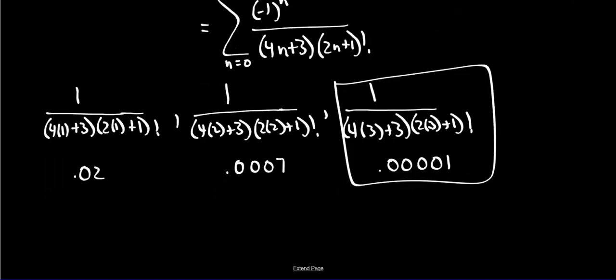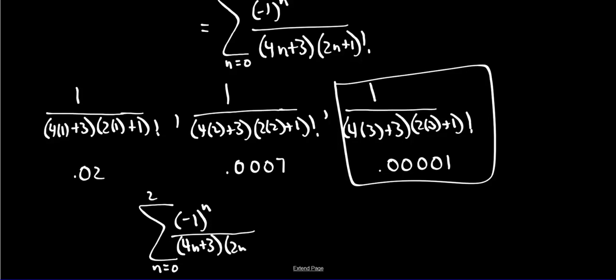So our approximation is going to be n goes from 0 to 2. 3 is our error term. The sum of negative 1 to the n over 4n plus 3, 2n plus 1 factorial. And there we have it. There we have our approximation for the integral.